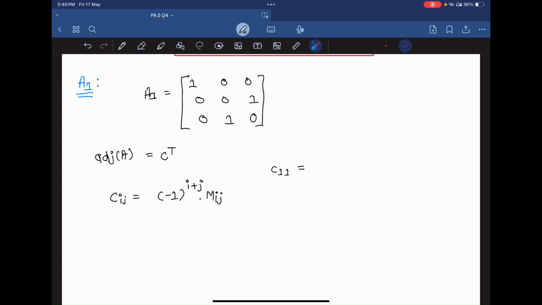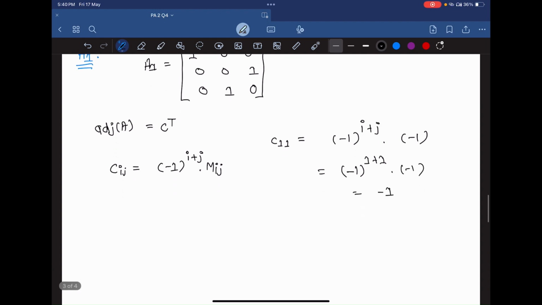We will calculate its determinant. The determinant of this sub matrix is minus 1. The cofactor is minus 1 power i plus j times this minor, which is given by the determinant of its sub matrix. So the sub matrix has determinant minus 1. We are calculating at the 1/1th entry, so it would be 1 plus 1 times minus 1, which gives us minus 1.